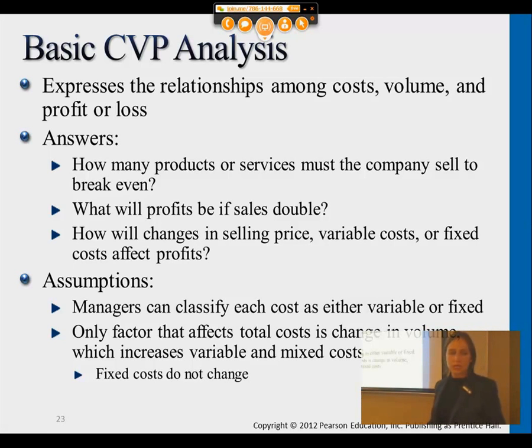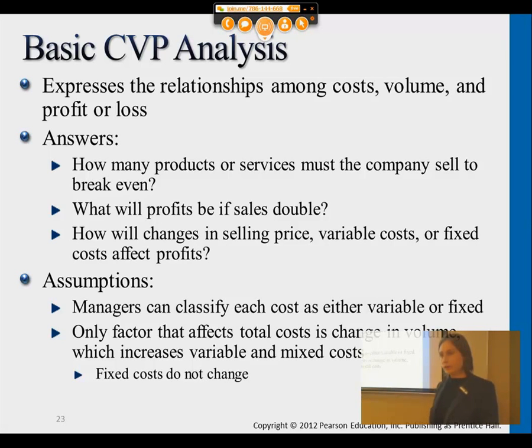So what are we trying to do? This analysis is trying to answer the following questions. How many products or services must the company sell to break even? New definition for us, right? Break even. We'll see what it is. And how do I estimate my profits if my sales are expected to double, right? How will changes in selling price or variable cost or fixed cost affect my profit?